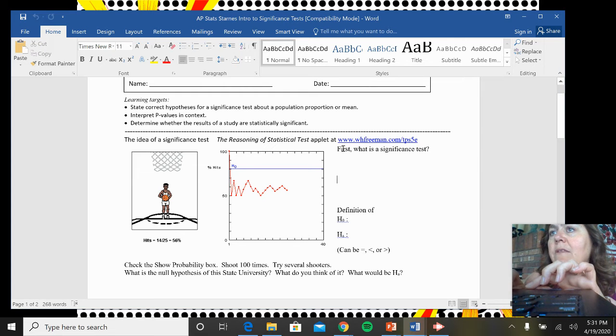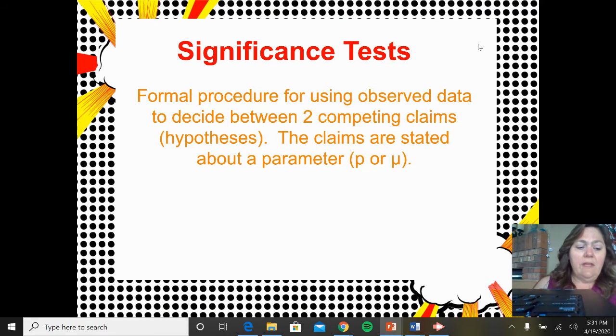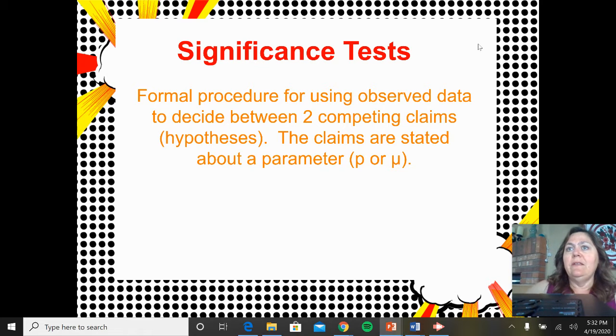But right here, we're going to answer these first couple of questions from our notes before we go to this applet. So first, what is a significance test, and what's the definition of H0 and Ha? So significance tests, right here is your definition that goes there. This is a formal procedure for using the data that you observe to decide between two competing claims, two hypotheses. And the claims are going to be stated about a population's parameter, either mu or p, when we do proportions. Okay?